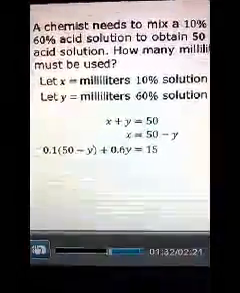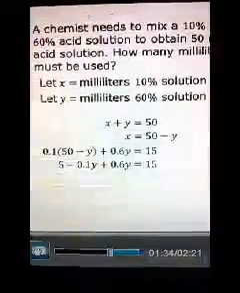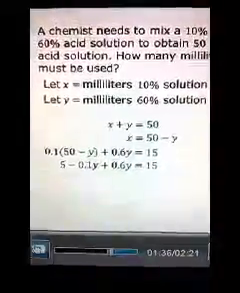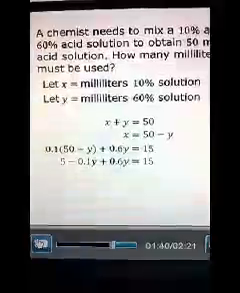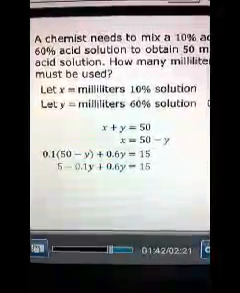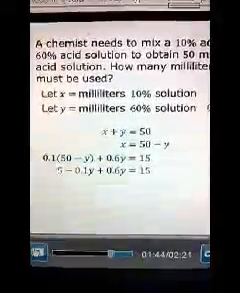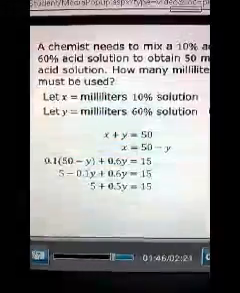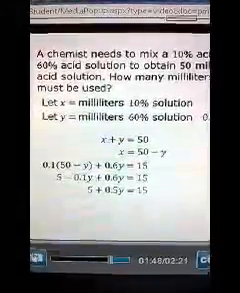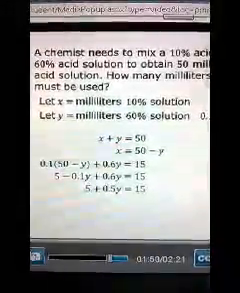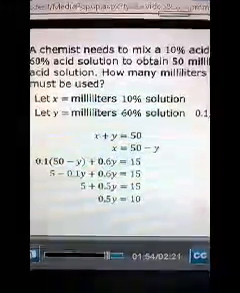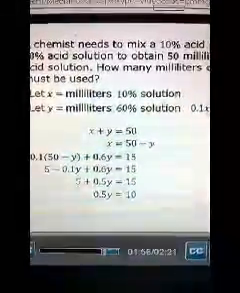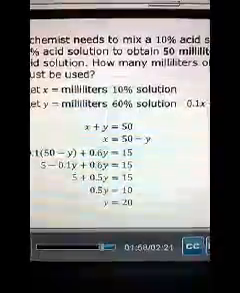Apply the distributive property to get 5 minus 1/10 y plus 6/10 y equals 15. Combine like terms. Negative 1/10 y plus 6/10 y equals 5/10 y, which is 1/2 y. Subtract 5 from both sides to get 1/2 y equals 10. Divide both sides by 1/2, which is the same as multiplying both sides by 2, so y equals 20.